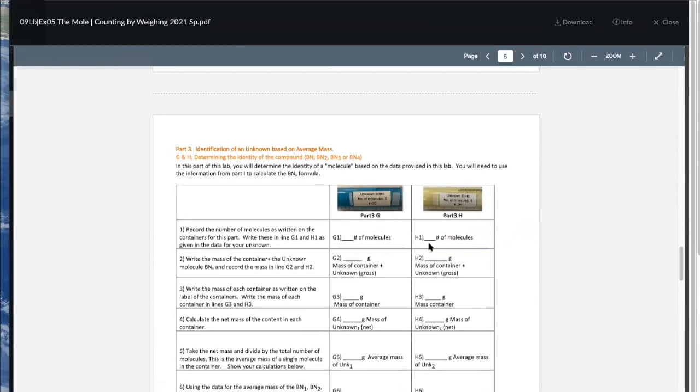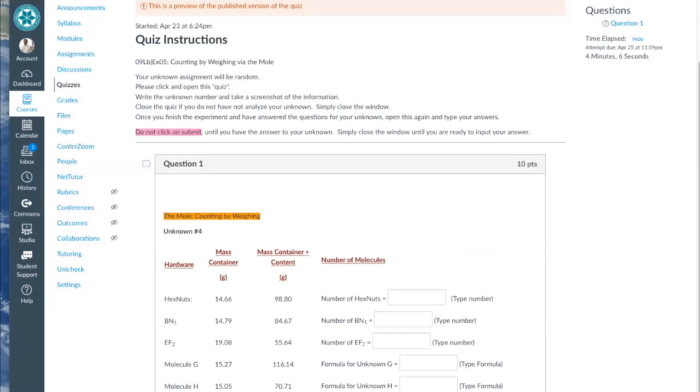Now this right here is a little bit different. It's not that tricky, but it's a little bit different. Your unknown will tell you the number of molecules. So let's take a look at your unknown. Again, don't submit this until you fill this out. Once you fill this out, then you can submit it.